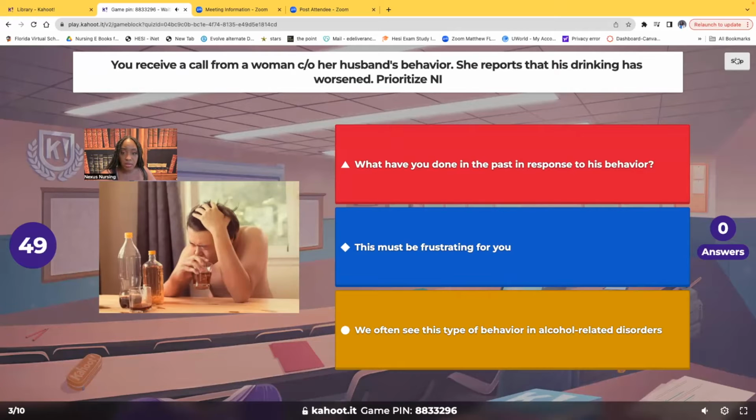How come I only see 3 choices? Well, the 3 choices I'm looking at, it says, what have you done in the past in response to his behavior? Next is say, this must be frustrating for you. And next you say, we often see this type of behavior in alcohol-related disorders. So put your responses in order. There should be a 4th response, but I don't see it. Take your mouse and put those responses in order. How would you respond?